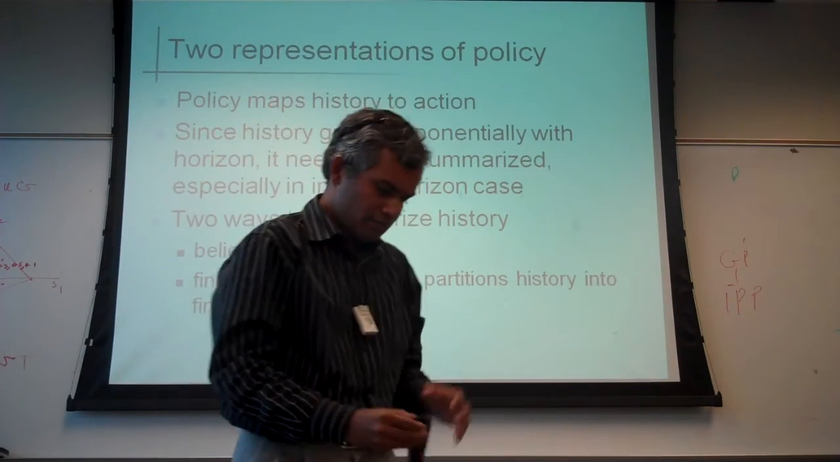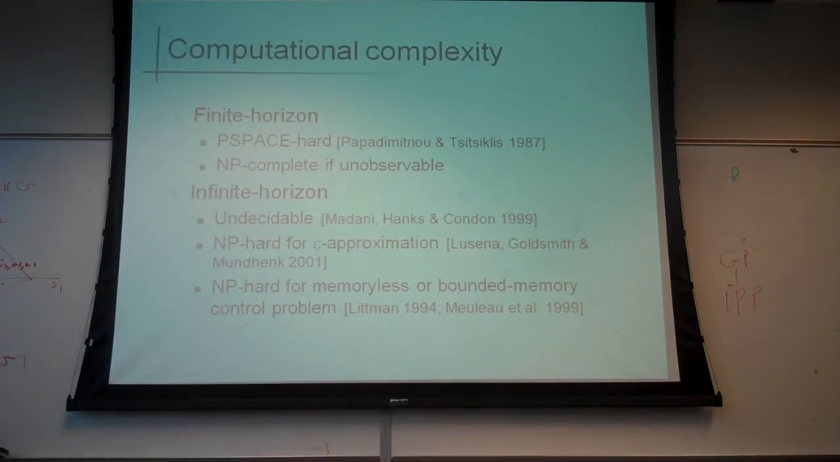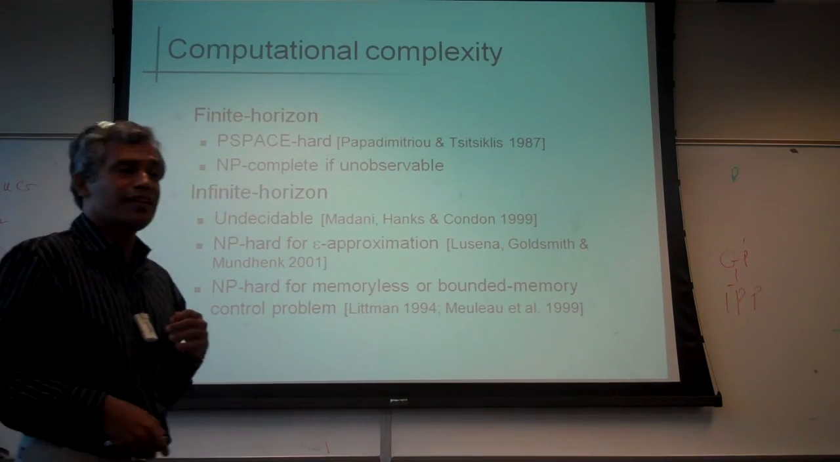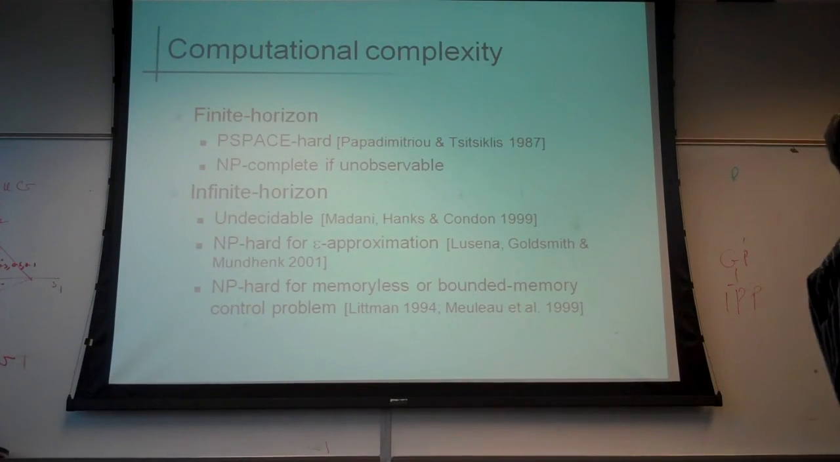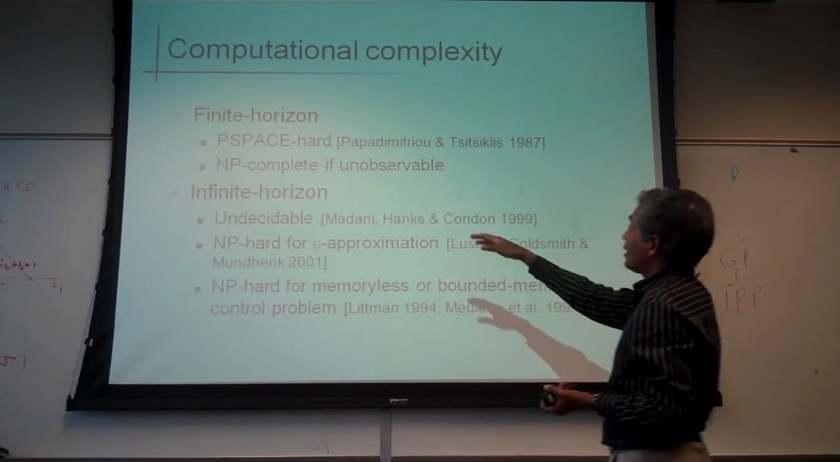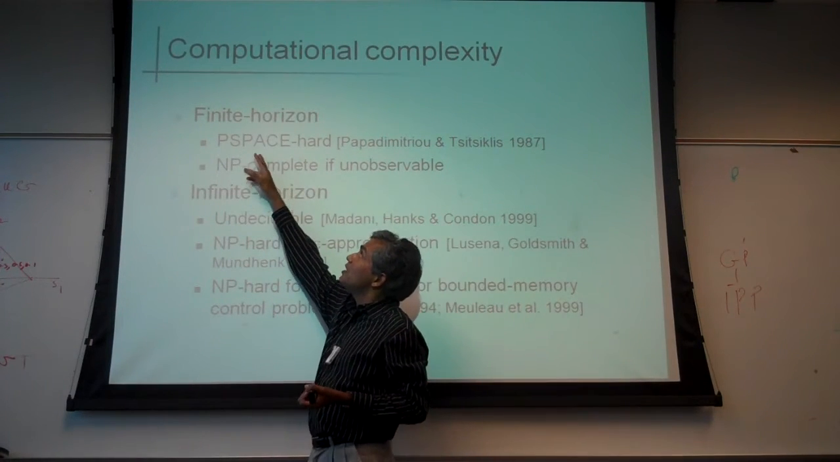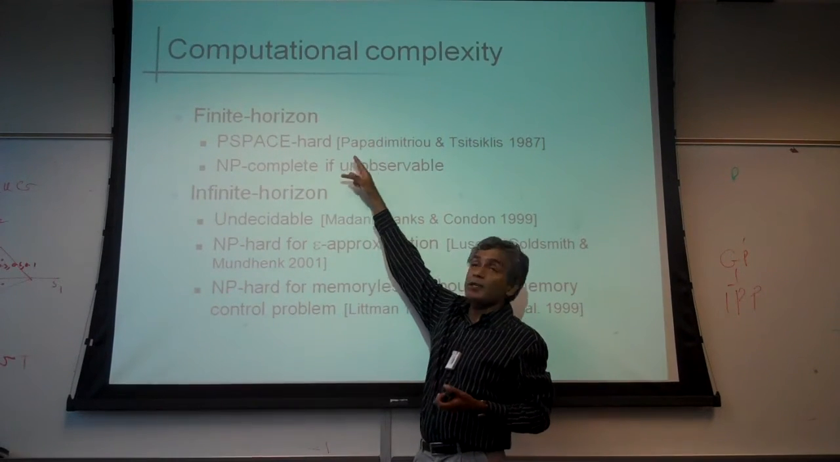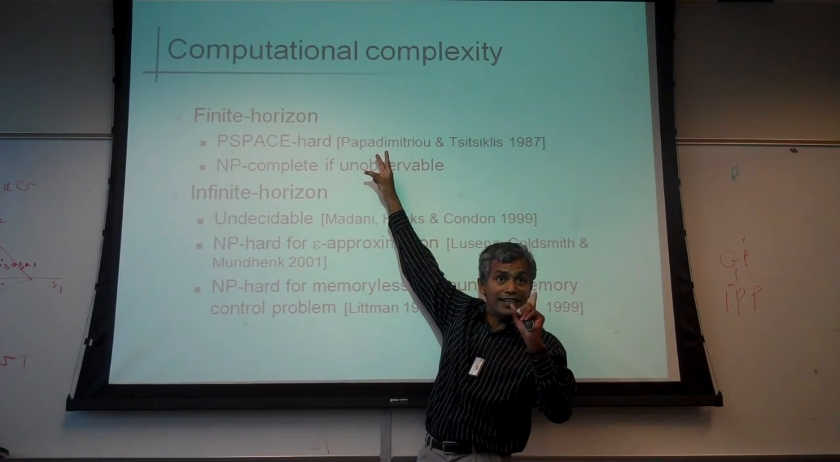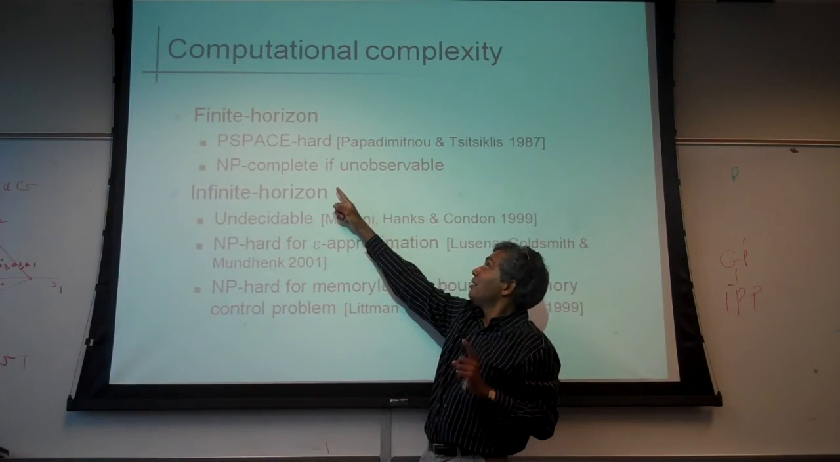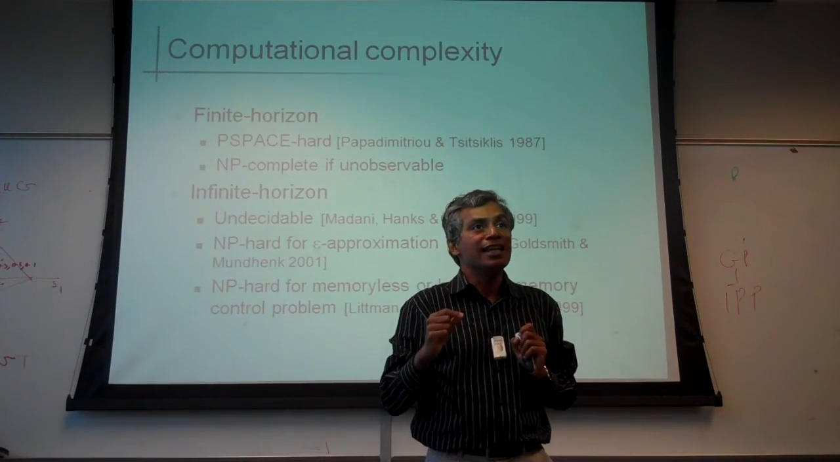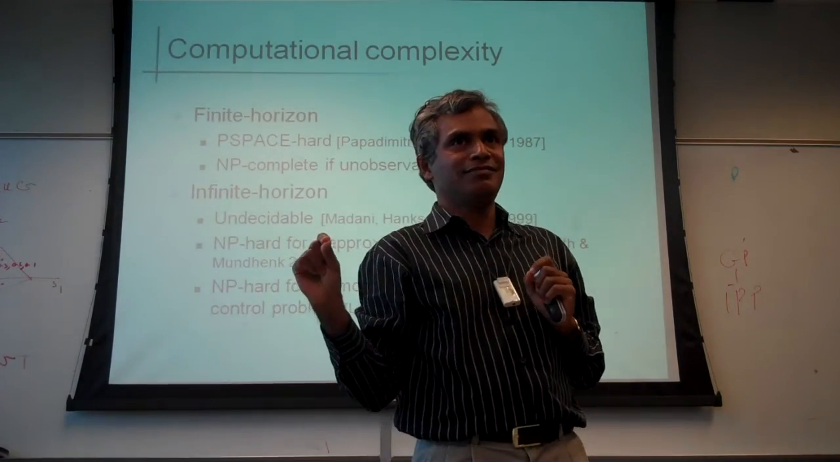But then, who are we kidding? This is the slide that you can put next to your pillow and sleep tonight. Okay? Basically, computational complexity for POMDP is, for finite horizon, PSPACE-hard. For finite horizon, it's PSPACE-hard. But it's only NP-complete if it is fully unobservable.